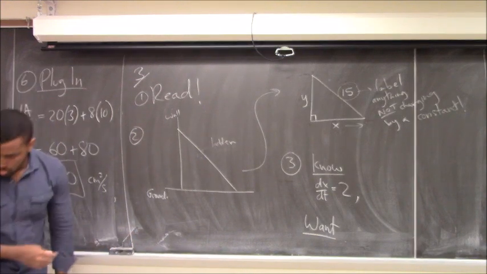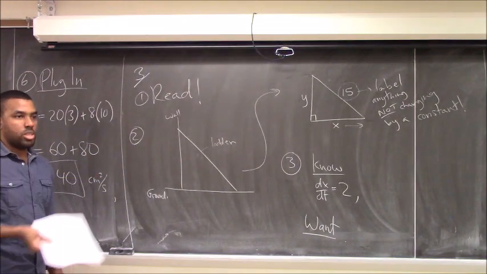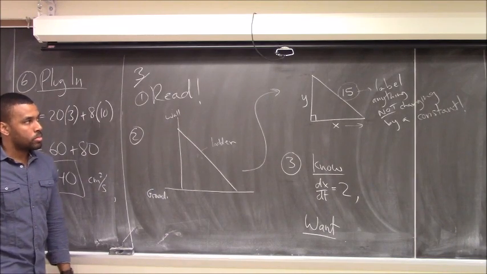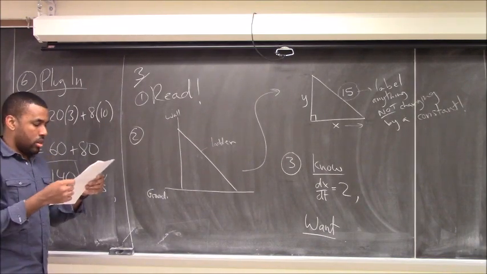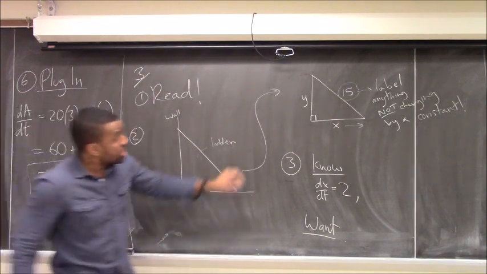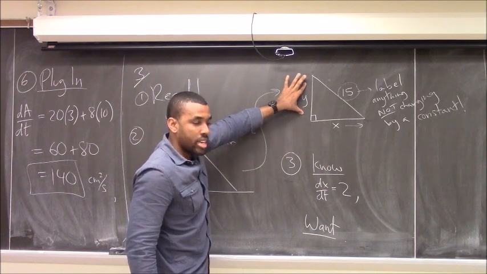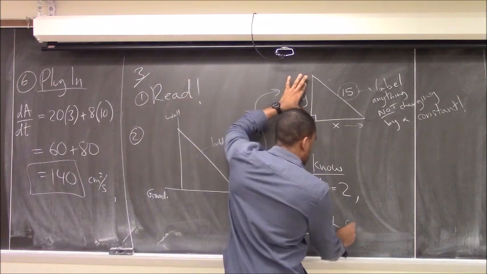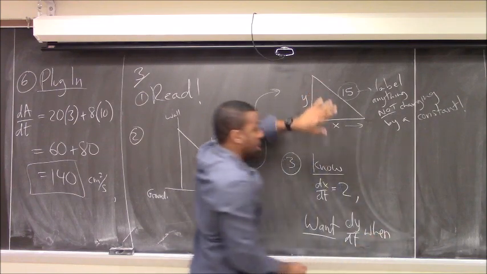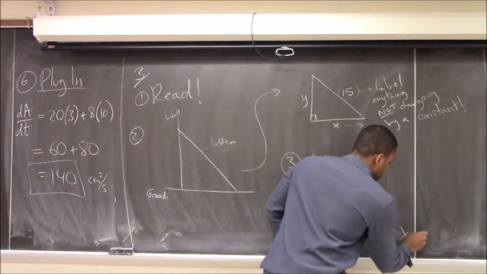Do we know anything else? That's pretty much the only rate we're given. Okay, what do we want? It says, find the rate at which the top of the ladder is sliding down the wall. That's talking about how fast this motion is moving, but that length is described by y. So what we actually want is dy/dt when x equals 9. Yep, x equals 9.